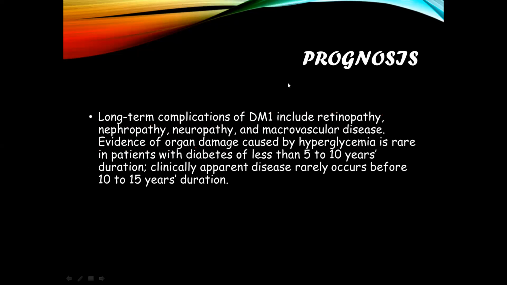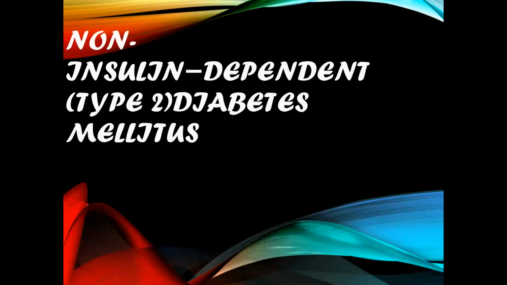So prognosis: long-term complications of diabetes type 1 include retinopathy, nephropathy, neuropathy, and microvascular disease. Evidence of organ damage caused by hyperglycemia is rare in patients with diabetes of less than 5 to 10 years duration. Clinically apparent disease rarely occurs before 10 to 15 years duration. So that's all about type 1 diabetes. Now go to non-insulin dependent type 2 diabetes mellitus.